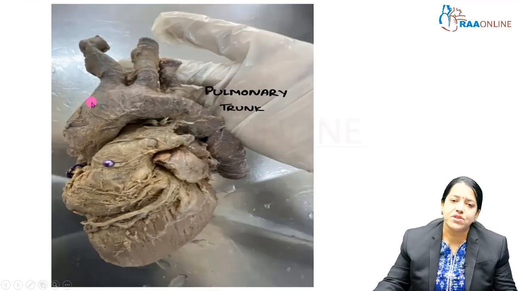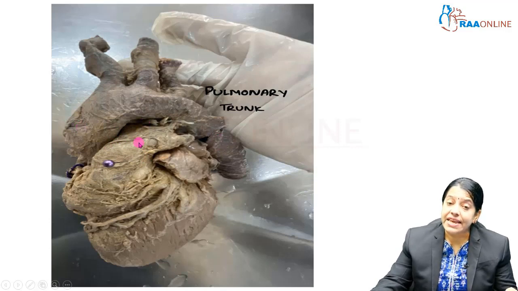Now let's come back to the specimen. Here you can see these are the branches of the arch of aorta. This is the right brachiocephalic, then you have the left common carotid, and the left subclavian. This is the pulmonary trunk which goes up and gives the right and the left pulmonary artery, carrying the deoxygenated blood to the lungs, and the oxygenation is going to happen.